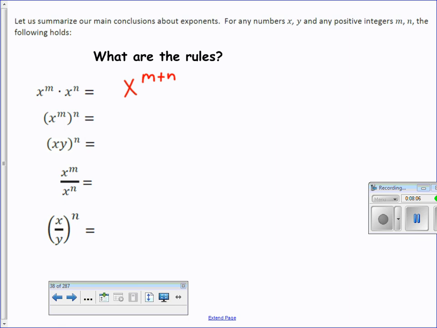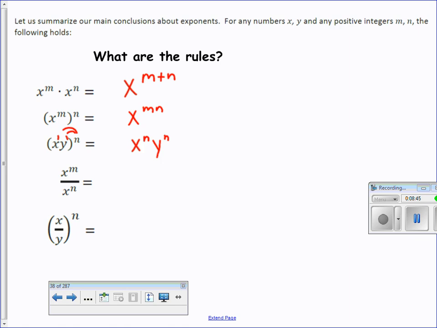In the next example, x to the m raised to the n power, that is called power to a power. My rule here is you keep the base and you multiply the exponent. So it would be x to the m times n. Again, I have a power to a power now with an xy. I'm going to put a 1 here, x to the first power, y to the first. And when I apply the power to the power rule, I would have x to the n, y to the n.